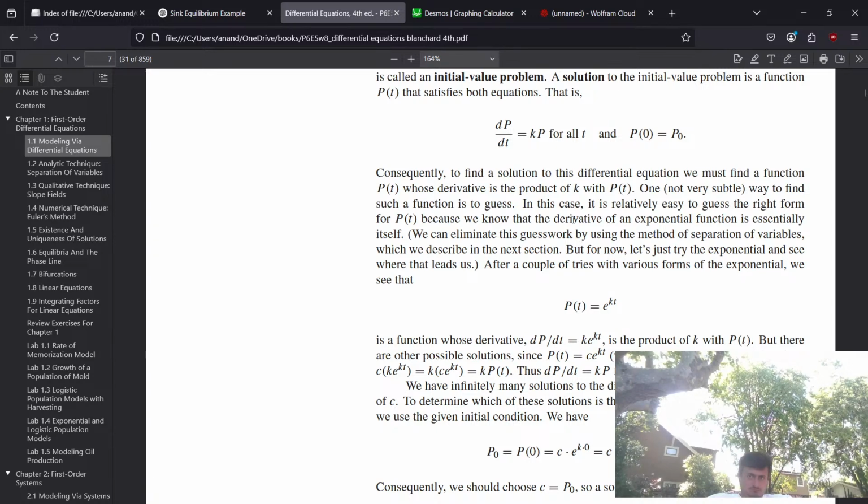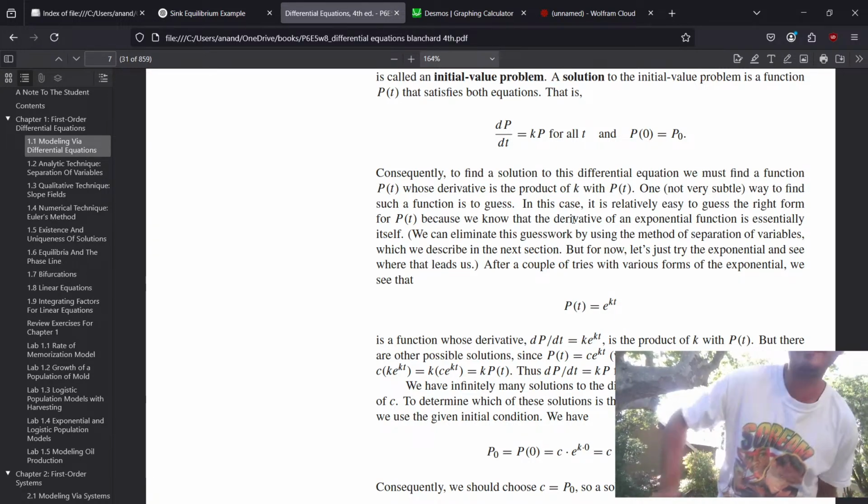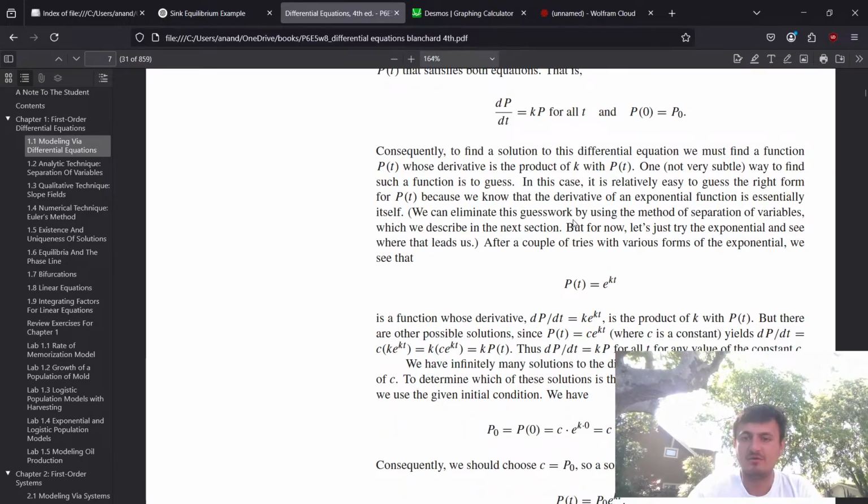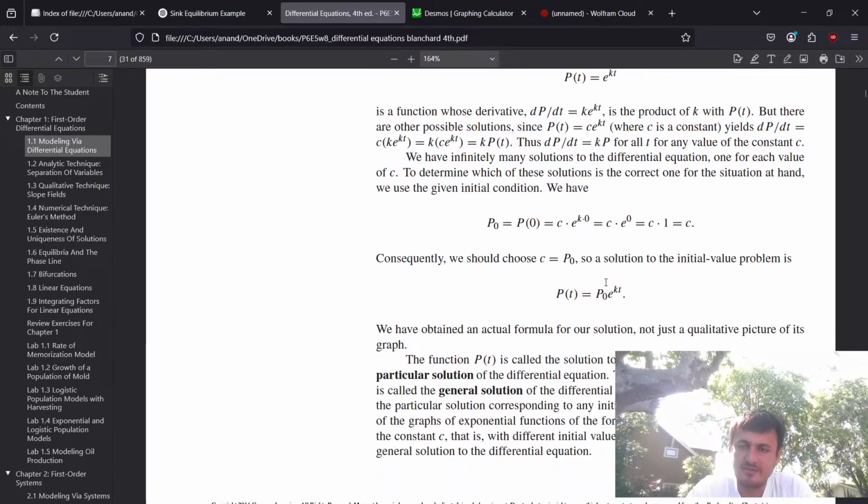Whoa. Did the bee just show in the shot? I wonder. That's funny.